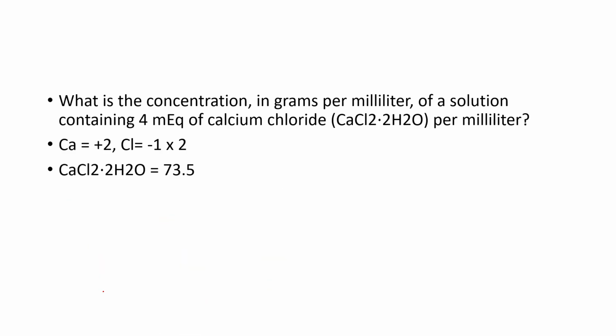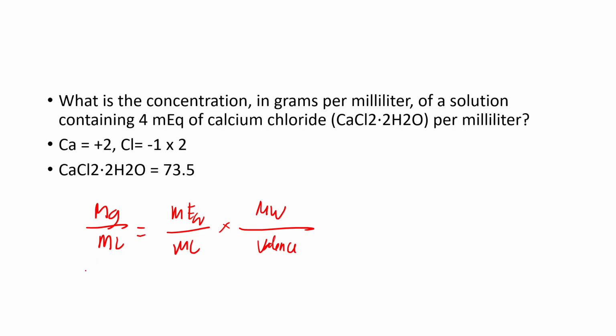Next, what is the concentration in grams per milliliter of a solution which contains 4 milliequivalents of calcium chloride? So the weight of calcium chloride is 73.5. And what we need is grams per milliliter. So our formula is milligram per ml equals MEQ per ml, multiplied by valence on the bottom, molecular weight on top.